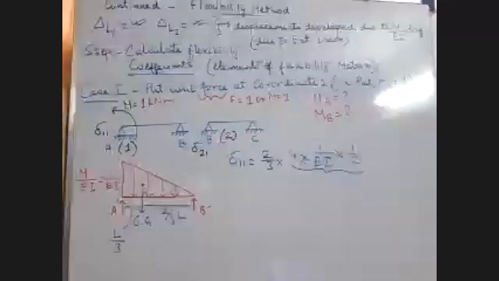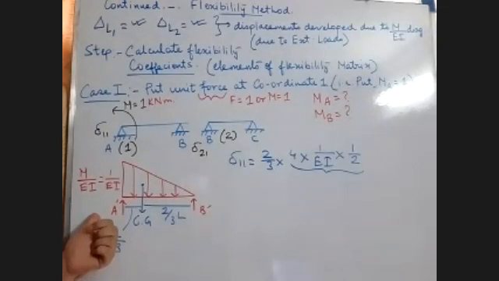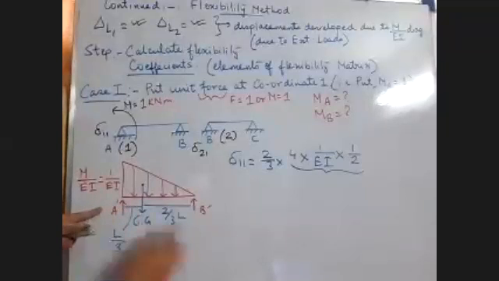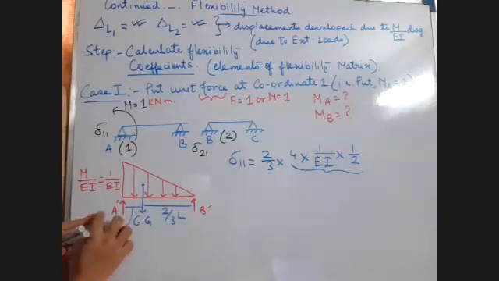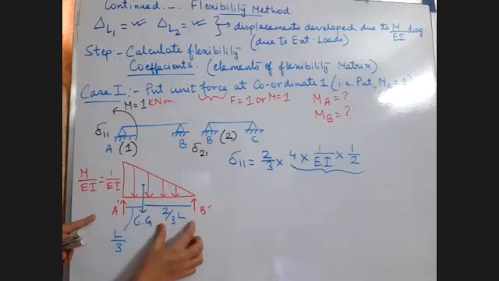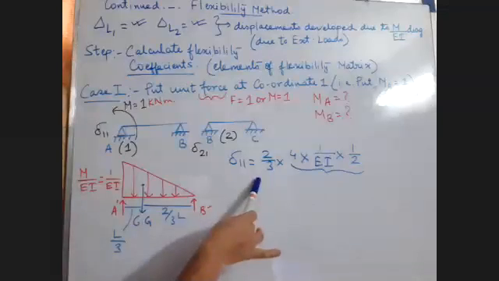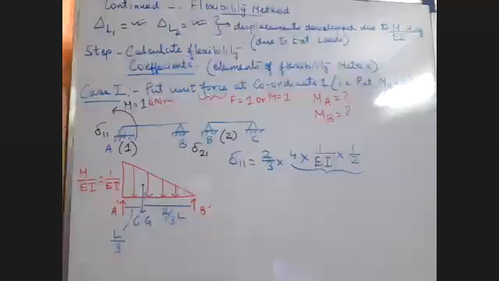So two-third of the area of the triangle. This we are getting A dash. That means for this left end, that is A dash, we are taking this distance. For this left end, we are taking the right side distance. I've shown you the CG. So for the left side, we have taken the right side distance, and for the right side, we will take the left side distance. So two-third into the area of the triangle.